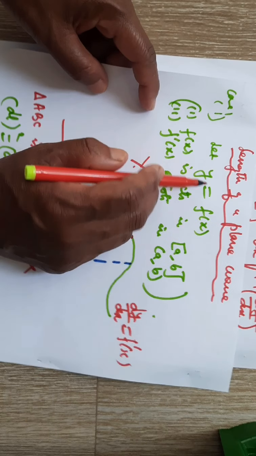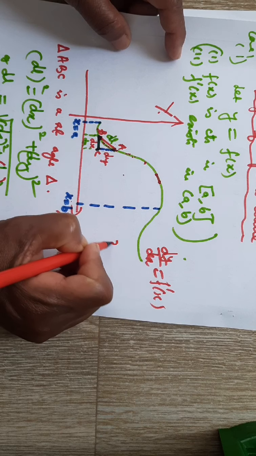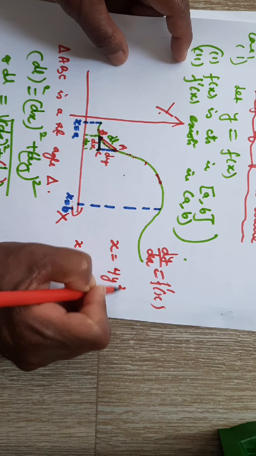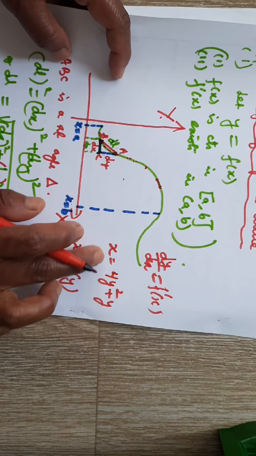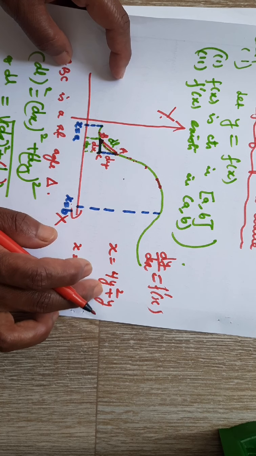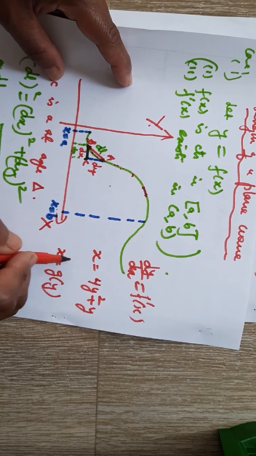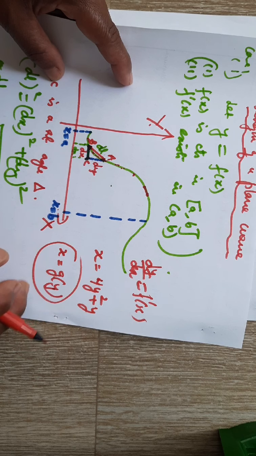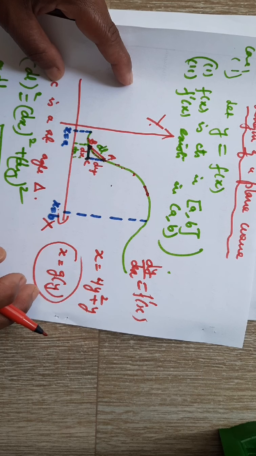Now, in case the function x is expressed in terms of y, for example, x is equal to say 4y square or 4y square plus y and so on. Then in this case, you see that x has been expressed in terms of y. So what will be the formula for this one? Here also g of y should be a continuous function in that particular interval, say c to d, and the derivative g prime of y also exists in the open interval c to d.